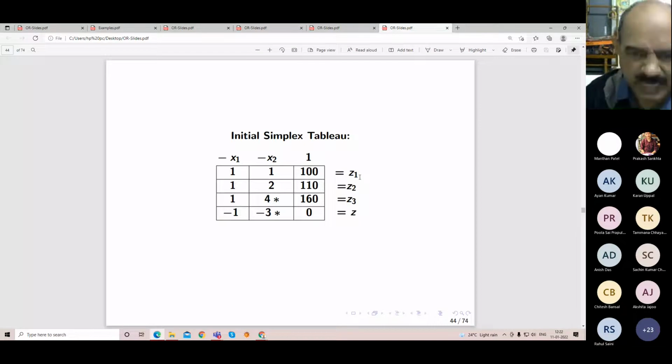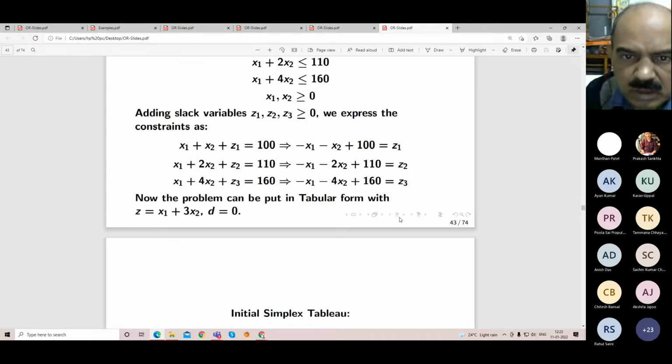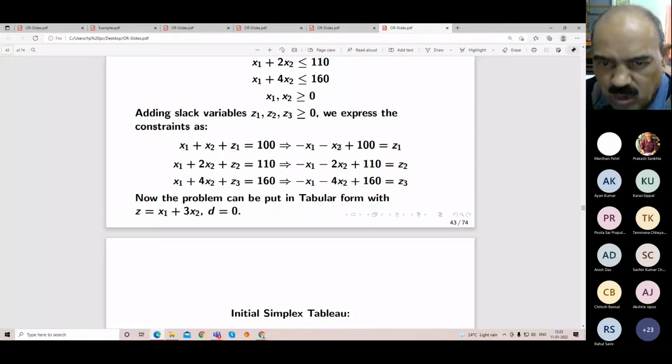The meaning is like this. So Z1 equal to minus x1 minus x2 plus 100. 100 into 1 equal to 100. Okay. So minus x1 minus x2 plus 100 equal to Z1. This we are writing in this form: minus x1 minus x2 plus 100 equal to Z1.